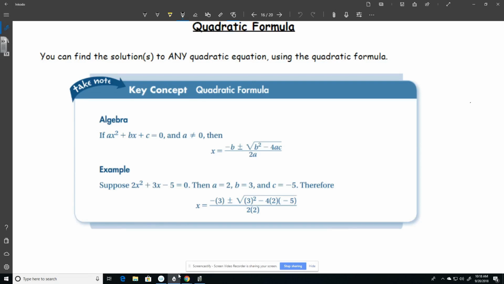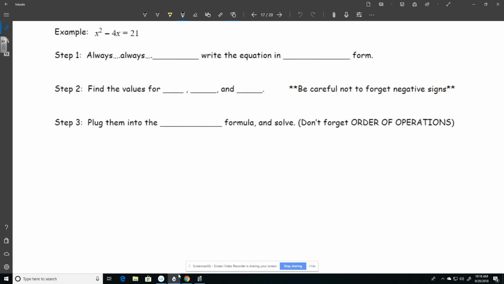So suppose 2x squared plus 3x minus 5 is equal to 0. Then a is equal to 2, b is equal to 3, and c is equal to negative 5. So I plug those into the formula. I go through a whole bunch of work to solve the formula, avoiding a lot of places to make mistakes. But as long as I follow that correctly, I get a solution or two solutions to my equation. So let's go through an example and we'll actually put this into practice.